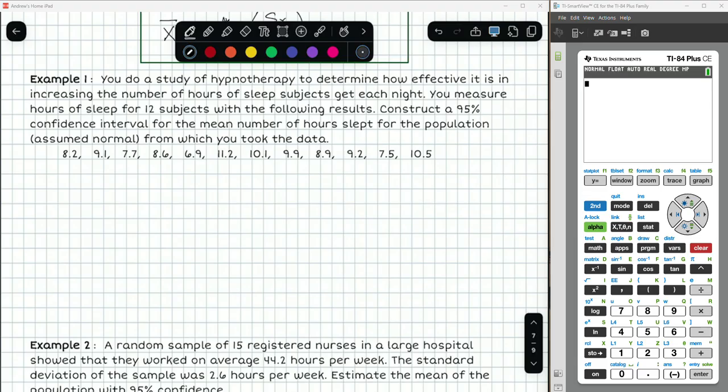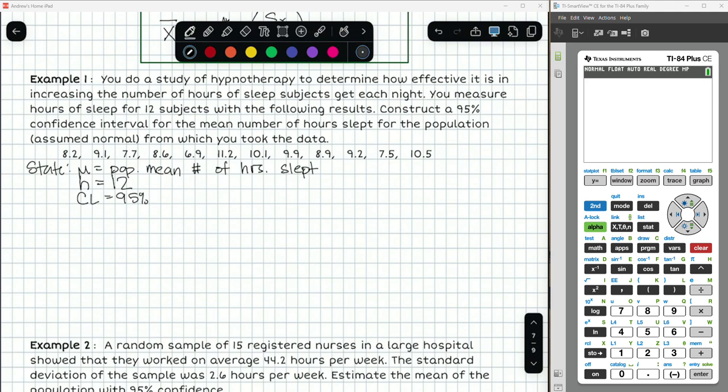So, we know we start with the state step, and it says I am building a confidence interval for a mean, so I know the first thing I need to do is define mean. It's the mean number of hours slept. So population mean number of hours slept. I was actually only given two more values. I know I had a sample size of 12 subjects, and my confidence level is 95%.